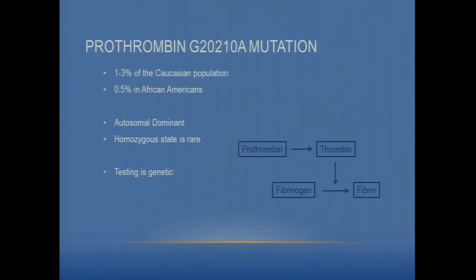This mutation is not quite as common as factor V Leiden. It's about 1% to 3% in Caucasian populations and less frequent in African Americans, and again, quite rare in Asian populations. Because of its decreased prevalence in the population compared to factor V Leiden, it's actually quite rare to see patients who are homozygous for prothrombin mutation. And the testing in this case is genetic. One could argue that you could just test levels of prothrombin, but getting an elevated level of prothrombin one time wouldn't tell you if the patient is chronically at risk for thrombosis because of persistently elevated levels, or whether that was just a one-time test. So we do usually do genetic testing.